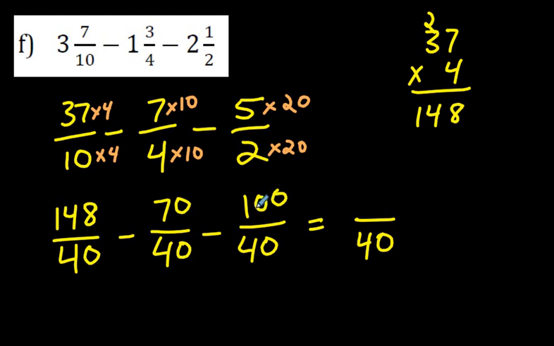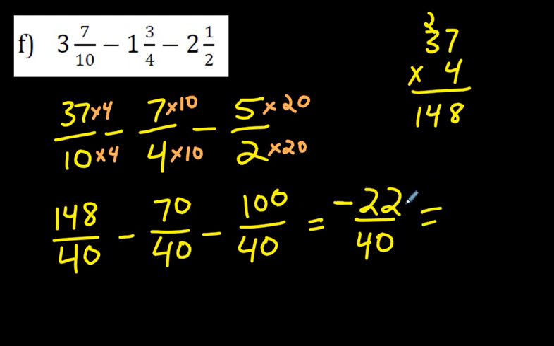First of all, you have to know about integers because we're going to end up with a negative number because we're subtracting 148 minus, if you put these two together, you get 170. We're going to be going 148 minus 170. 148, 158, 168. So that's 22. We're going to get minus 22. If you do it on a calculator, you can verify 148 minus 70 minus 100. You're going to get minus 22 over 40.